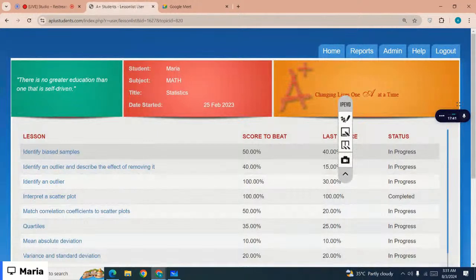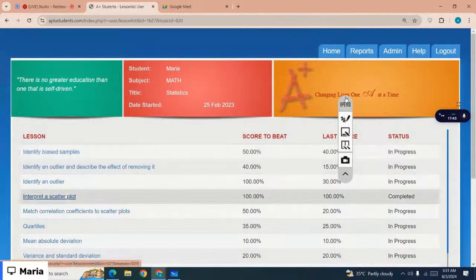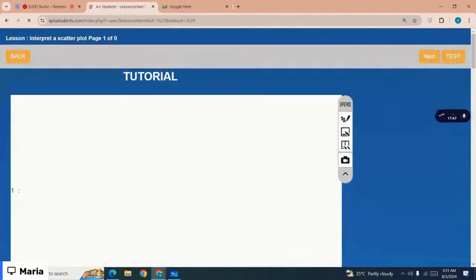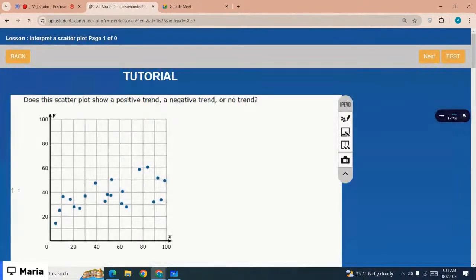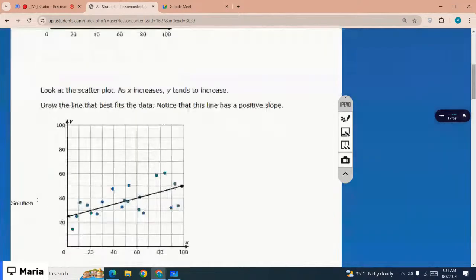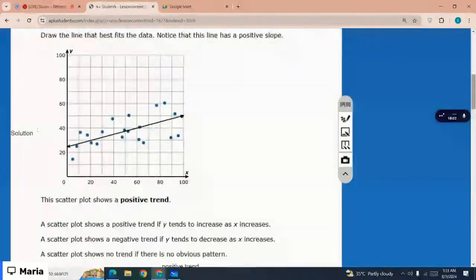The next lesson is identify the scatter plot. Let's just start with the lesson. Does this scatter plot show a positive trend, a negative trend, or no trend? So let's see how we understand the scatter plot. A scatter plot shows a positive trend if y tends to increase as x increases. That shows the positive trend.